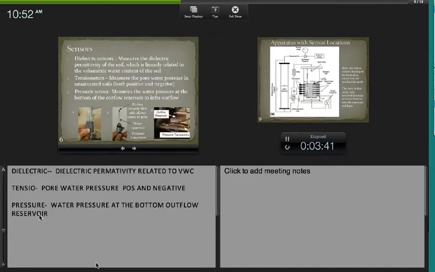So that holds up the soil while allowing water to drain in the centrifuge. These are the different types of sensors we used. The first one is a dielectric sensor, and it measured the dielectric permittivity of the soil, which is linearly correlated to the volumetric water content of the soil. The second type is called the tensiometer, which measures pore water pressure. It does this by only allowing water to pass into the sensor, with a ceramic tip at the end that only allows water in. And the last one is a pressure sensor located at the bottom of the outflow reservoir, and that measured water pressure during drainage.